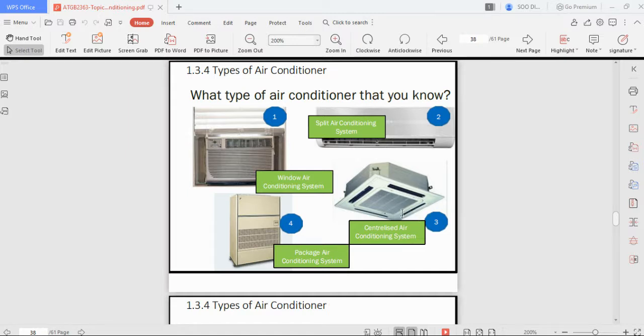Between 2 and 3, you'll find 2 in houses and 3 in commercial buildings such as malls or offices. The last one is the packaged air conditioning system. This will also be found in something like a mall or a theater. So 3 and 4 are commercial usage, and 1 and 2 are for residential usage.